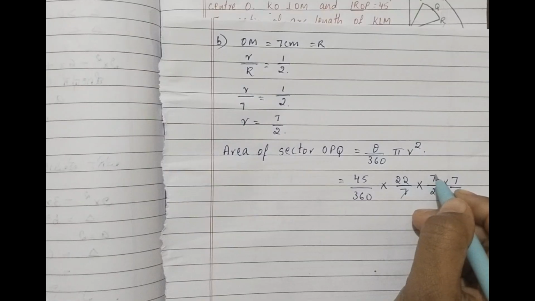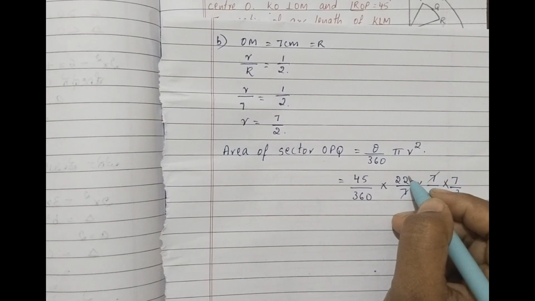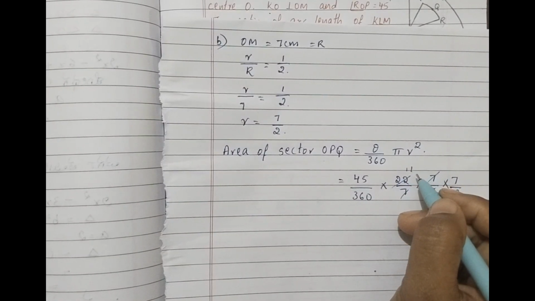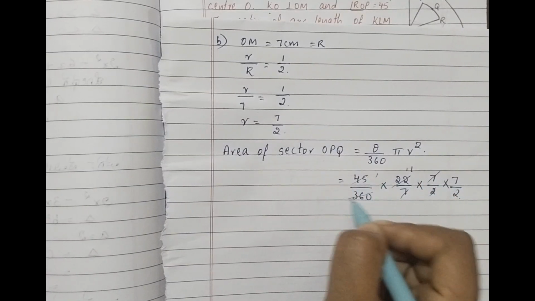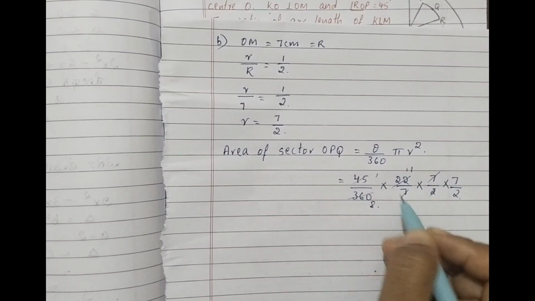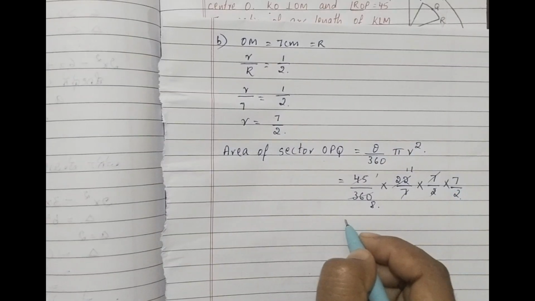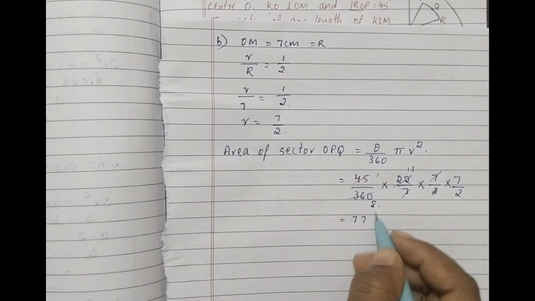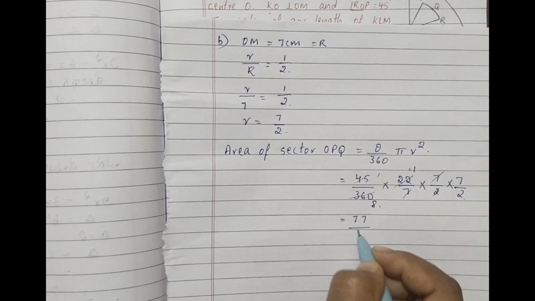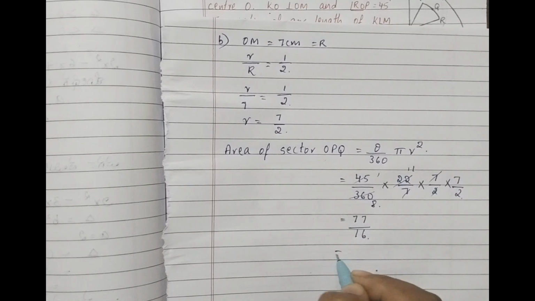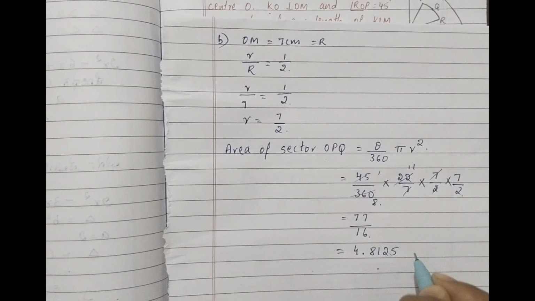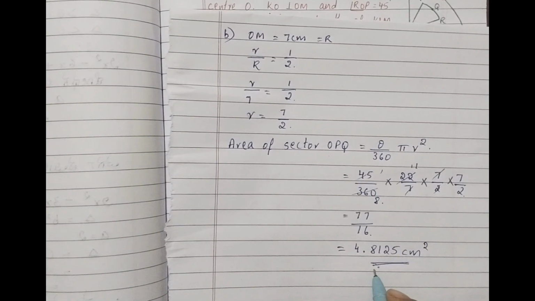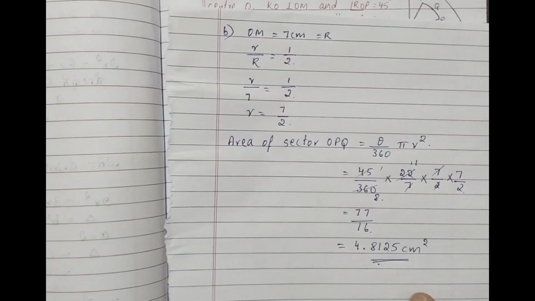Now 7 gets cancelled. 2 ones are 2, 2 elevens are 22, so 11 remains, and here 45 ones are 45, 45 eights are 360. So the remaining is 11 into 7, which is 77, divided by 8 into 2, which is 16. When we divide 77 by 16, we get the answer 4.8125 centimeter square. This is the area of the sector OPQ.